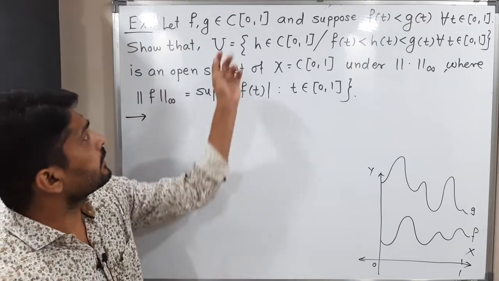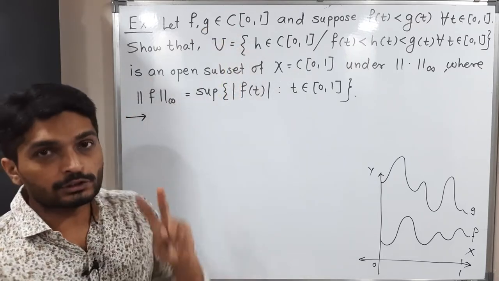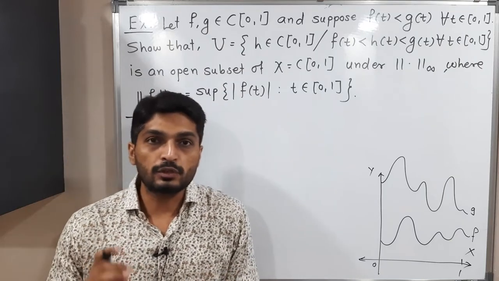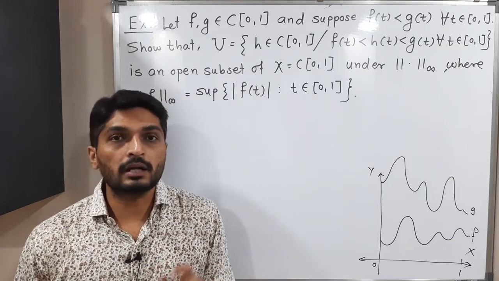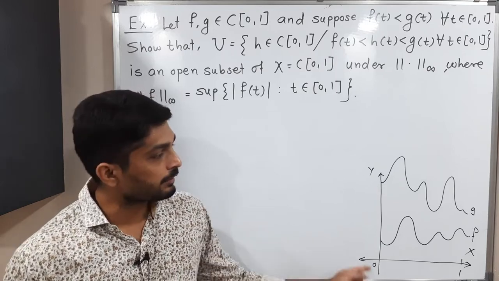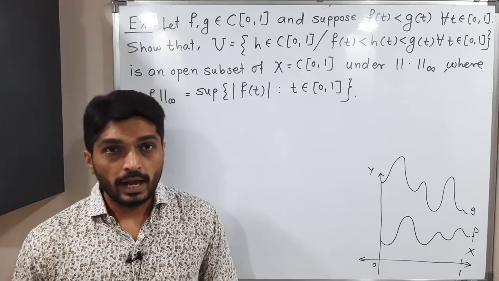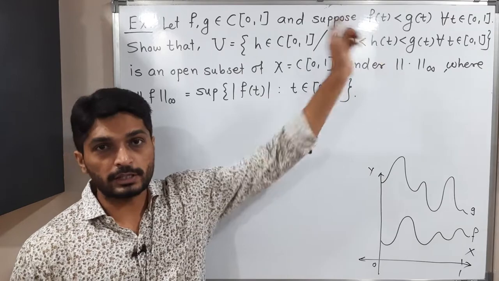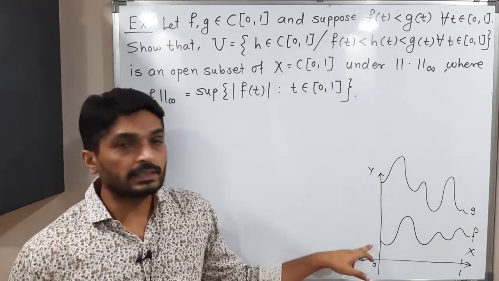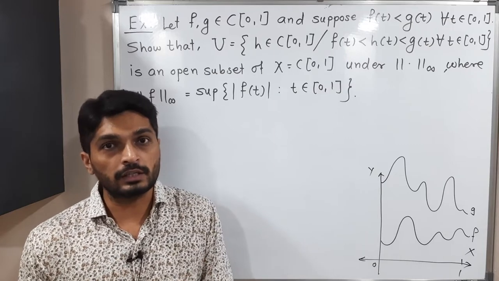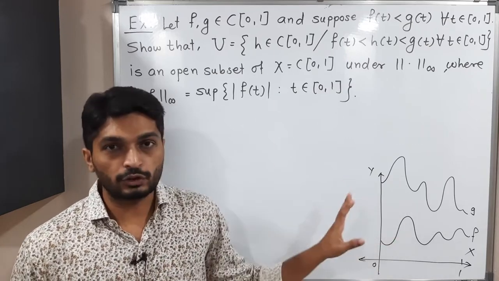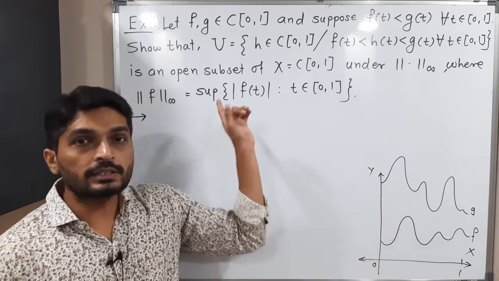See, in this example, we have two functions f and g, which are elements of C closed interval 0, 1. That means f and g, both of them are continuous functions defined on closed interval 0, 1, and they should satisfy this condition. That means f of t must be less than g of t. In this diagram, you can easily see for each value of t, f of t is less than g of t. After that, U is defined in this way.